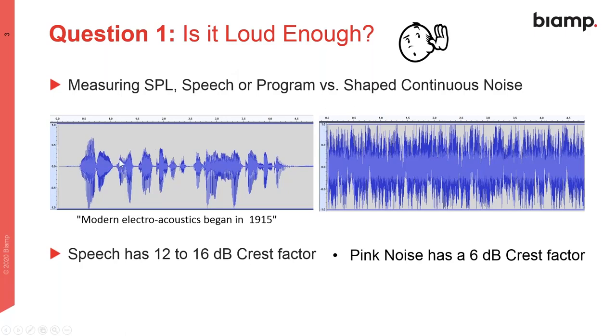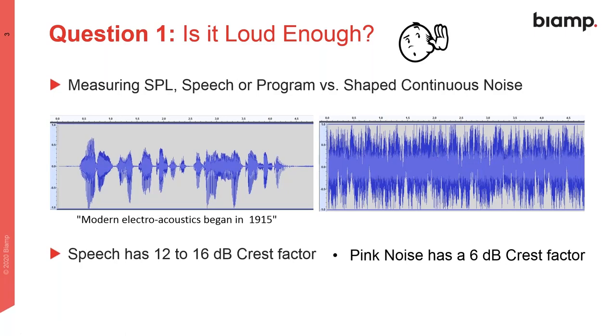So in speech, there's a lot of spaces in between. This is a phrase, and I didn't attach the audio recording to my slideshow, but the phrase: modern electroacoustics began in 1915. That has a crest factor, in other words, the height of the peak compared to the continuous level. If you were to average this out, the continuous level is quite low. There's a lot of spaces in between these words. Even though the peaks reach full scale on the negative half, there's 12 to 16 dB of crest factor.